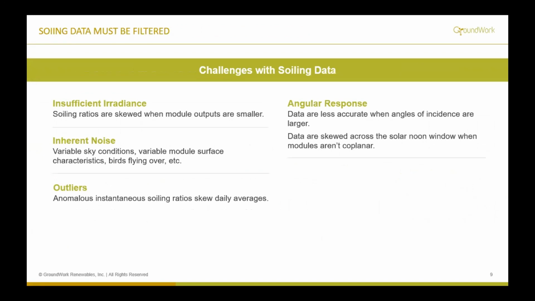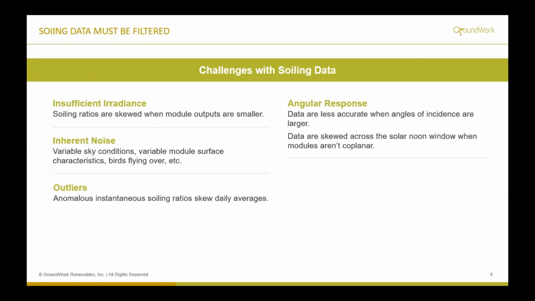Outliers fall outside of the inherent noise, so they need to be filtered out completely so that they don't skew averages that occur on a daily basis. And then angular response is a big one. The standard talks about this. Data are less accurate when the angles of incidence onto the module are larger, and a couple of people touched on that yesterday. You get refraction through the glass.